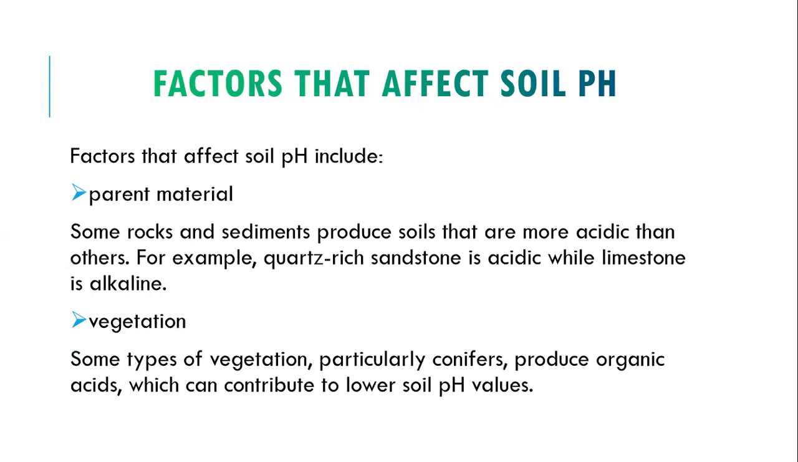Now let's see the various factors that can affect soil pH. They include the following. The first one is the parent material. Some rocks and sediments produce soils that are more acidic than others. For example, quartz-rich sandstone is acidic while limestone is alkaline. The second factor is vegetation. Some types of vegetation, particularly conifers, produce organic acids which contribute to lower soil pH values.